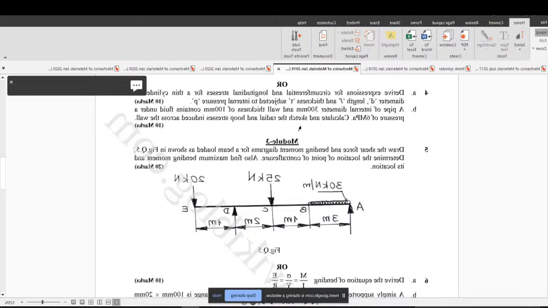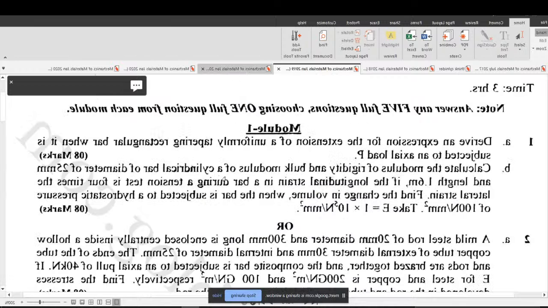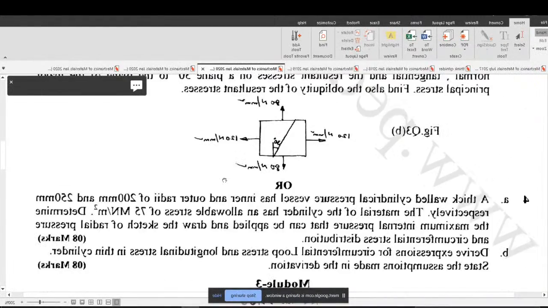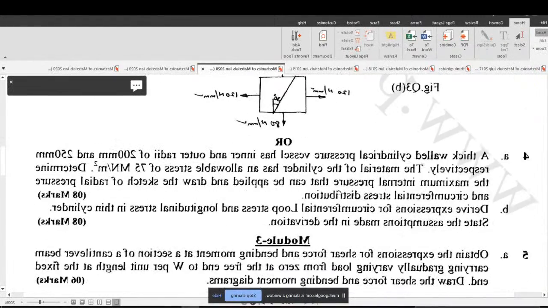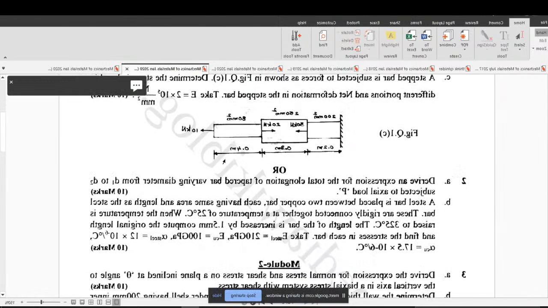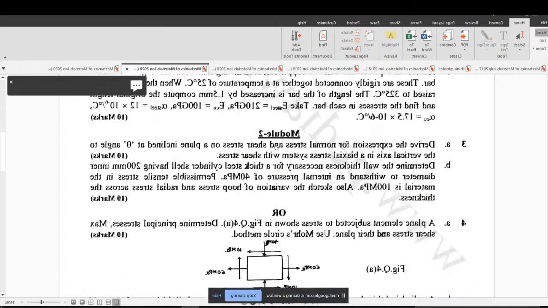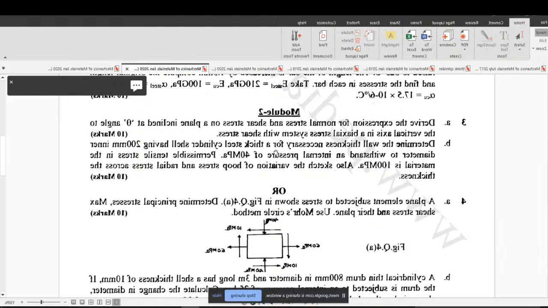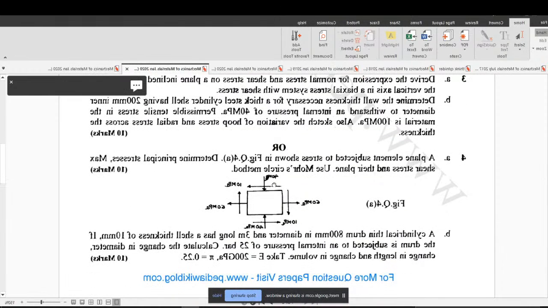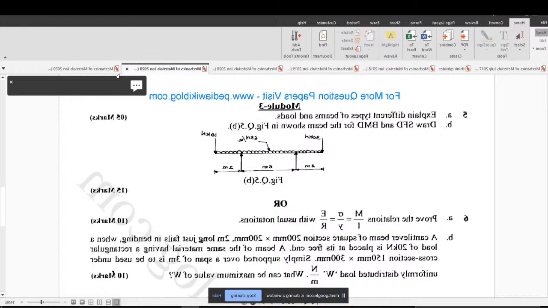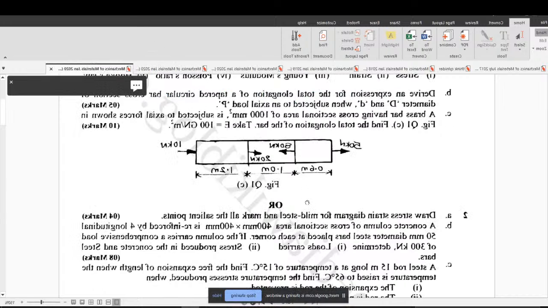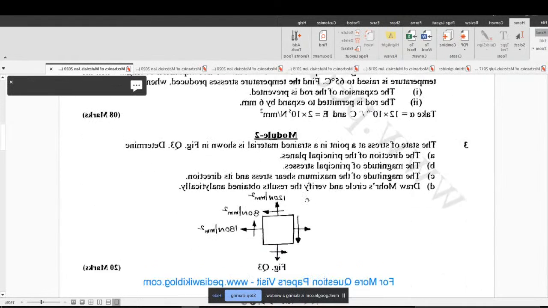A pipe of... this is a thick cylinder problem. Okay, that is not there. So we are not going to cover that next. Only we are looking for thin cylinder. This also is a thick cylinder problem. Okay, circumferential stress and longitudinal stress derivation, 8 marks. In the next question paper also, the second question is model number 2. Thick cylinder problem, that is also model number 2.